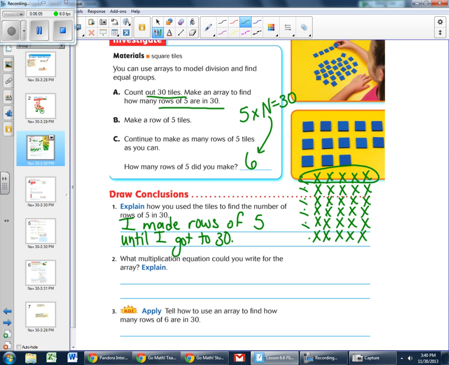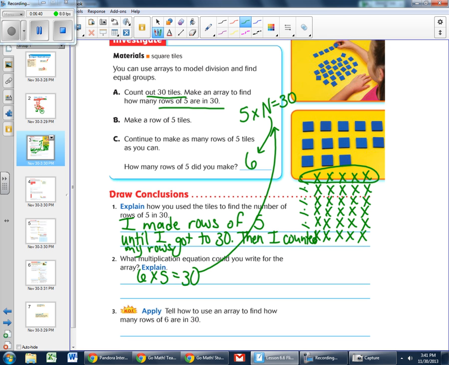Then I counted my rows. And again, yours will be much nicer than mine is on the board. Okay, so what multiplication equation could you write for the array? I kind of already jumped ahead on this. I made 6 rows of 5, which equals 30. Okay, similar to this, commutative property, 5 times 6 is the same as 6 times 5, and they both equal 30.